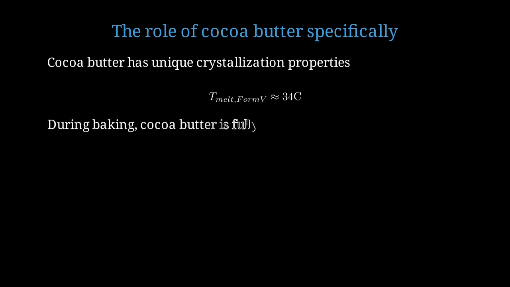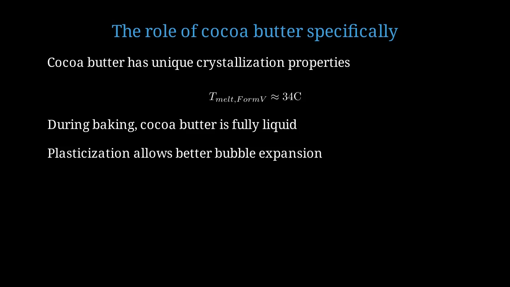During baking at 180 degrees Celsius, the cocoa butter is completely liquid. But here's the key. As it melts, it actually helps plasticize the sugar-protein matrix. Plasticization means the matrix becomes slightly more flexible. This is counterintuitive. But this flexibility allows the air bubbles to expand more during baking, giving greater rise. The final volume is proportional to the baking temperature, divided by the effective surface tension. The cocoa butter slightly reduces the effective surface tension of the matrix, allowing greater expansion.